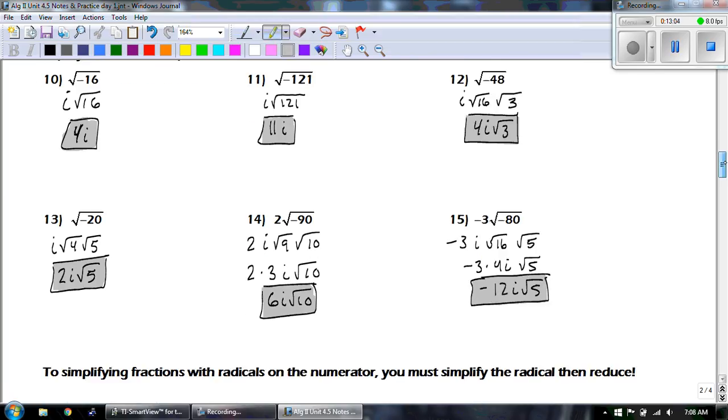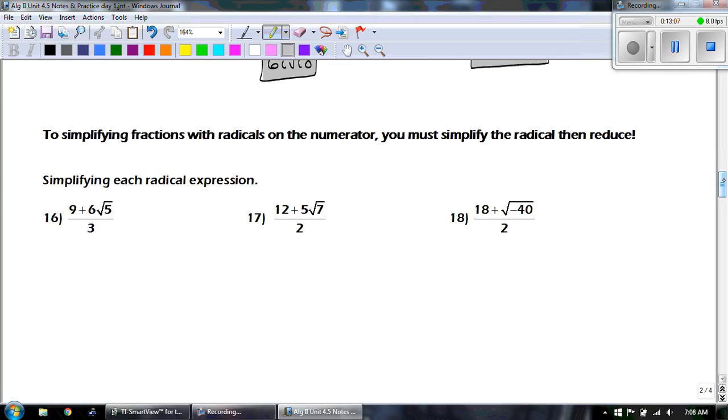All right, last part. So to simplify a fraction with radicals, on the numerator, you must simplify the radical and then reduce. Okay? So what I want to check is, can I reduce the square root? Can I simplify that anymore? And if I can't, then I'm just going to split this up to 9 divided by 3 plus 6 square root 5 divided by 3. And then I can simplify each one. 9 divided by 3 is 3, plus 6 divided by 3 is 2 square root 5. And then we would leave it like this.